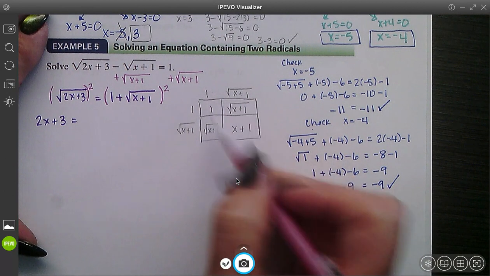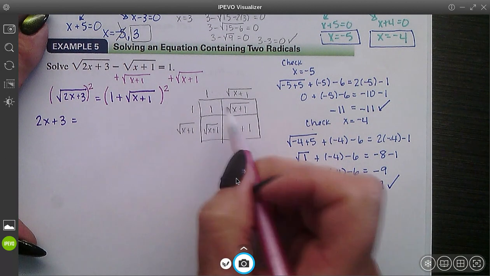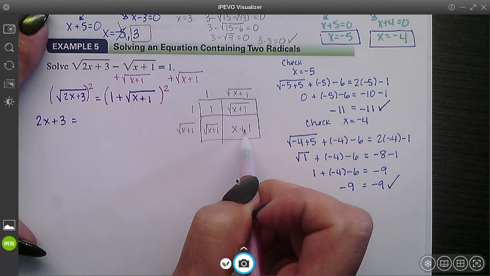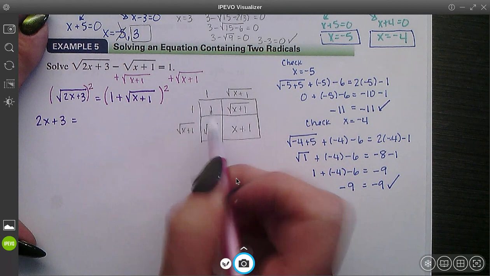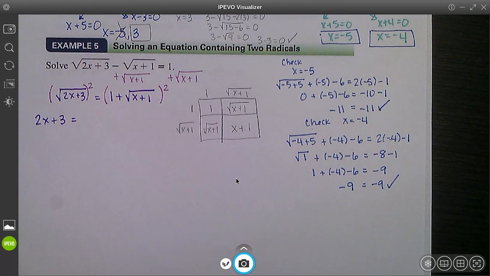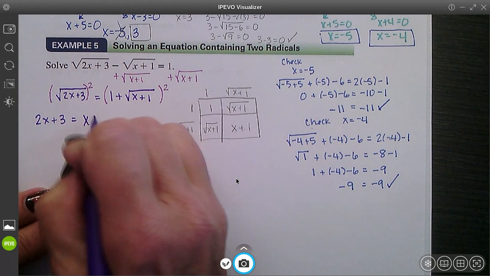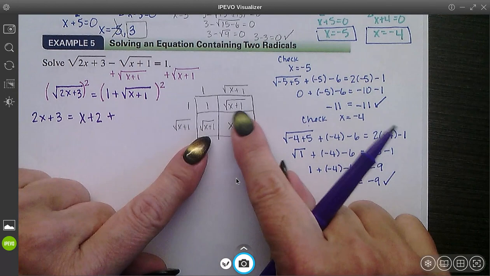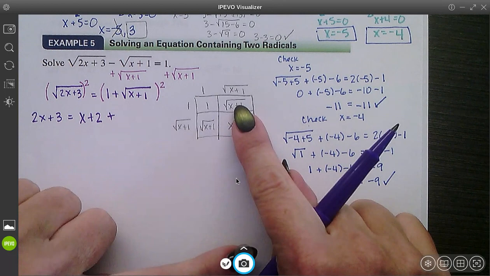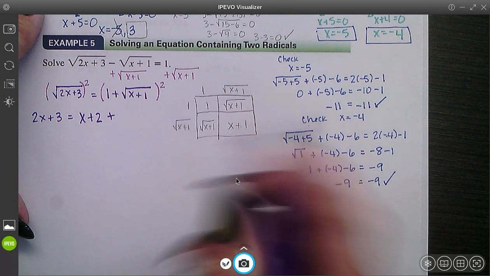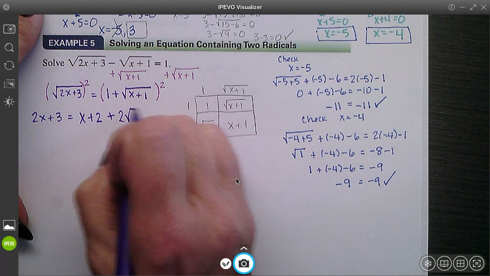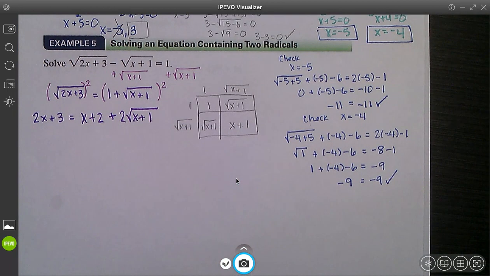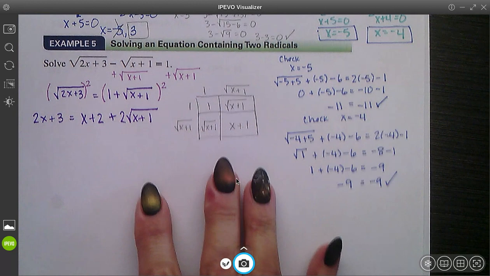So coming out of this box, I have 1 plus x plus 1, which is going to be x plus 2. So I got x plus 2 plus, I have a square root of x plus 1 in this box. I have a square root of x plus 1 in this box, which gives me 2 of those square root of x plus 1s. So 2 square root of x plus 1. So that's where I have here.